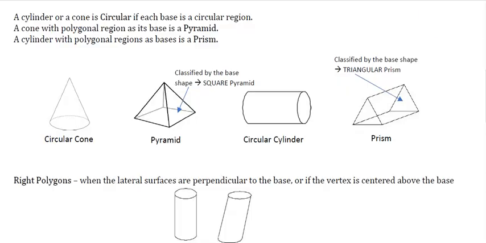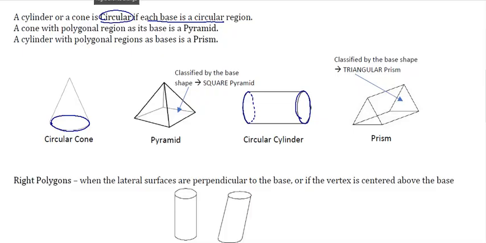A cylinder or a cone is circular if each base is a circular region. So it's circular if each base is circular. If we look here at this circular cone, the base is circular, so it's a circular cone. Here at the cylinder, the base is circular, and this base here would also be circular. So we have circular bases. It's a circular cylinder.